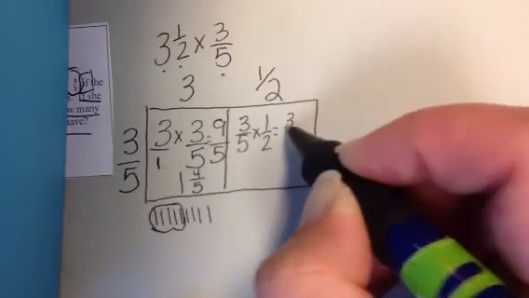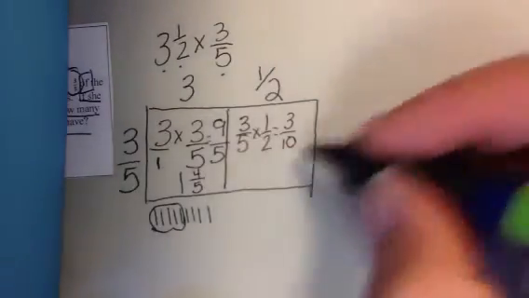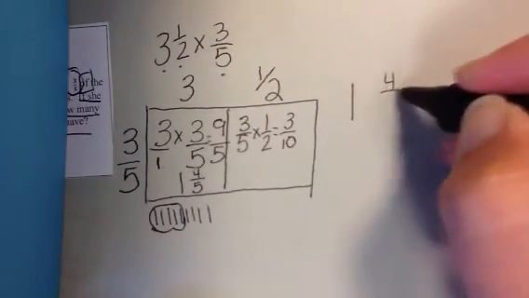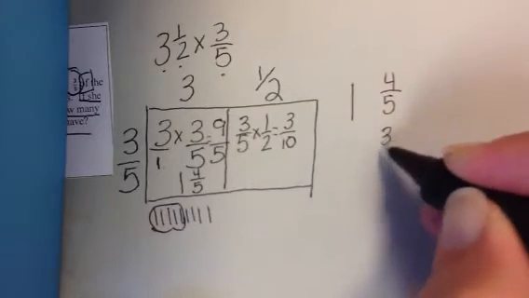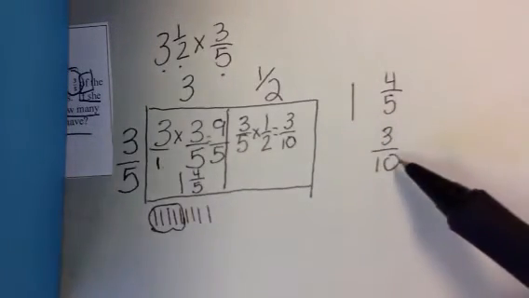I get 3/10. All right, my 2 parts, let's line them up. 1 and 4/5, and the other one is 3/10. So I could multiply this by 10, multiply this by 5.